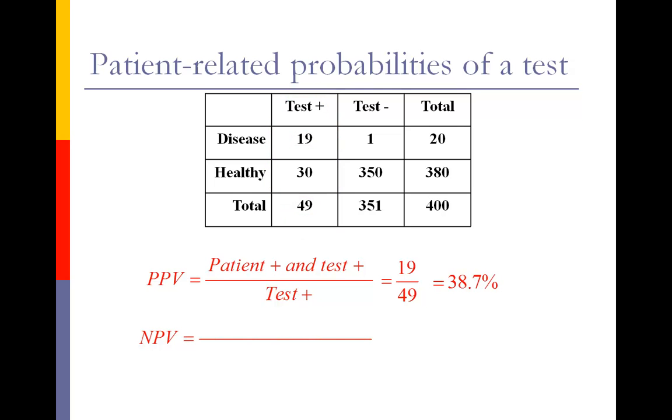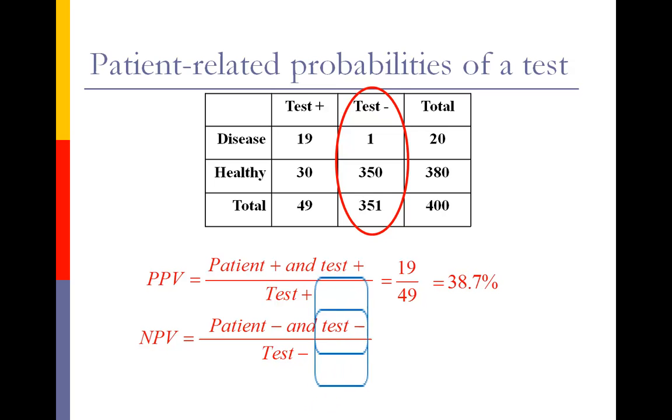Let's look at the other one, the negative predictive value. So in this situation, we're looking at, well, what if the patient tested negative? Does that mean that the patient is healthy? So we're looking at that column, the column of the people who tested negative. And what we're asking is, what's the probability that the patient is negative, assuming that the patient tested negative? So we're looking at the ratio of 350 to 351. If you put that in your calculator, you end up with 99.7%.